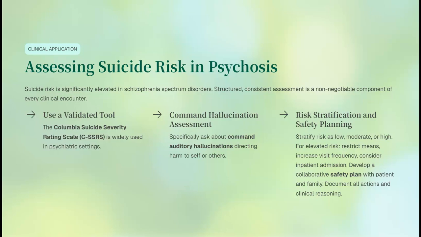Suicide risk in schizophrenia spectrum disorders is significantly elevated. Remember I talked about that at the beginning. Use the Columbia Suicide Severity Rating Scale at every encounter. That assesses ideation intensity, plan specificity, intent, and behavior. Always ask about access to means and then document thoroughly.